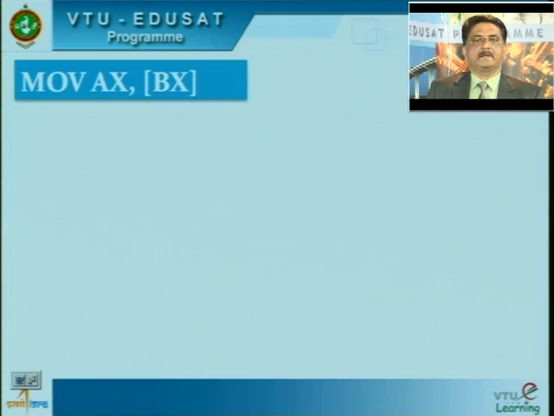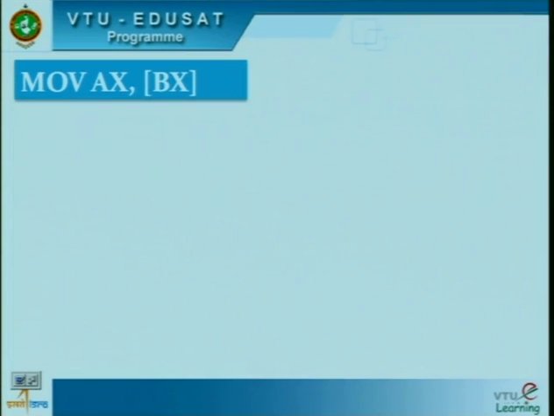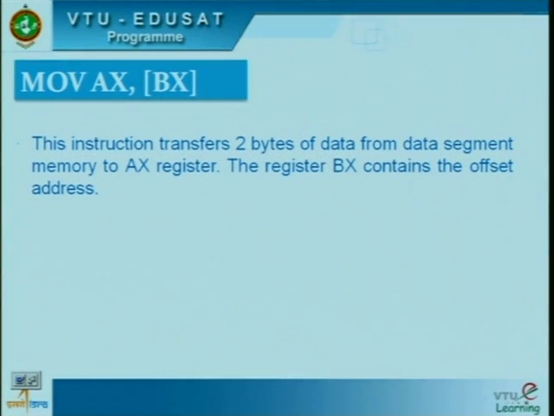Another data transfer instruction is MOV AX, [BX]. Now the difference between the first instruction and the second instruction is, in the first instruction I have used MOV AX, BX, where both the operands were present in the register, but here one operand is present in the register, another operand is present in the memory. This instruction transfers 2 bytes of data from the data segment onto the AX register. The register BX does not contain the data, the register BX contains the offset address.